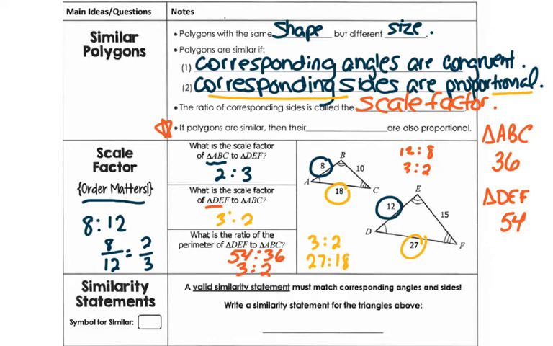Now, take a look at this. The ratio of the sides is 3 to 2. The ratio of the perimeters is also 3 to 2. So this is something to keep in mind as we continue on in our lesson.